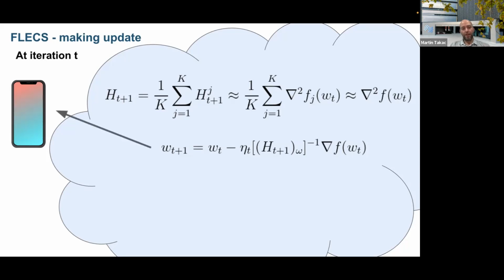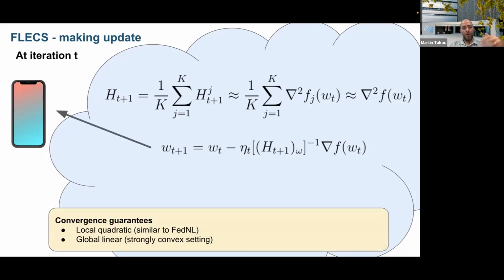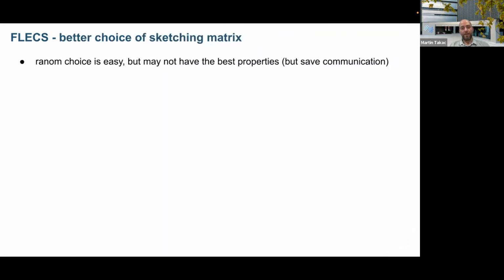And afterwards you have the next iteration, which you can send to devices, okay? What is nice about this one, you still have nice local quadratic convergence, similar to FedNL, but we also have global linear convergence for this method. Again, this one is converging globally. Of course, the rate will be much worse than gradient descent in theory, in the worst case, but in practice it's actually much better, okay? I will show you some results.